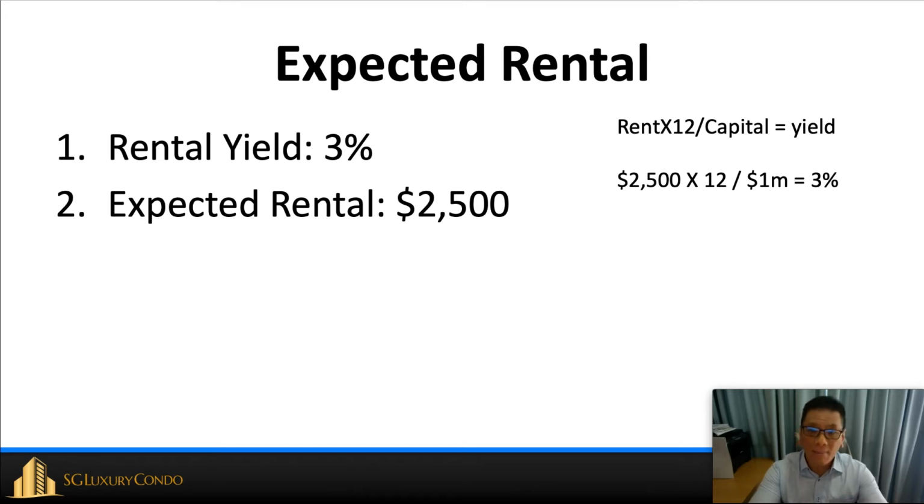So for example, when a client asks me that their property is worth 1 million and how much they should be renting for, I will say that it depends on the market conditions, but more or less we will be expecting a 2,500 rental, which will give you a 3% rental yield.